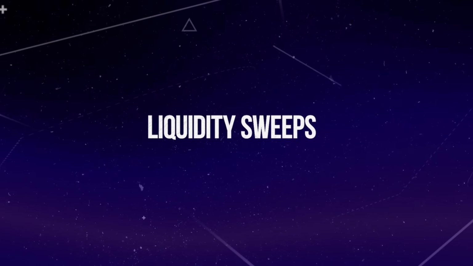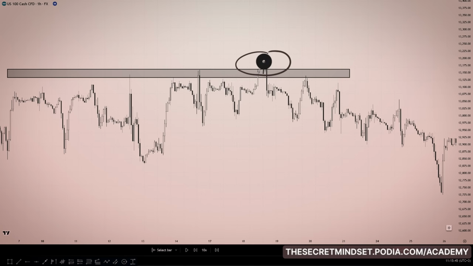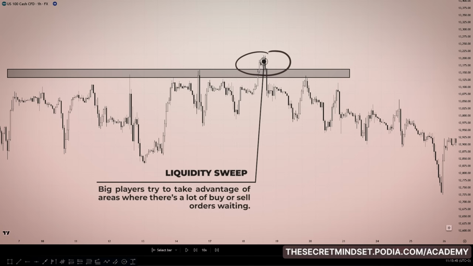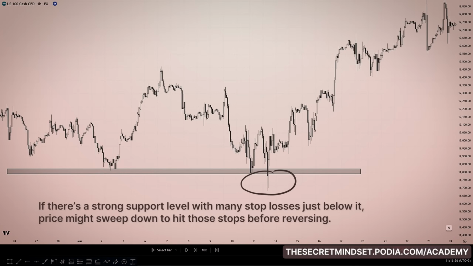Now let's talk about how big players use this liquidity. They often create what's called a liquidity sweep. It's when big players in the market try to take advantage of areas where there's a lot of buy or sell orders waiting. These areas are like pools of money just sitting there, ready to be used. For instance, if there's a strong support level with many stop losses just below it, price might sweep down to hit those stops before reversing.